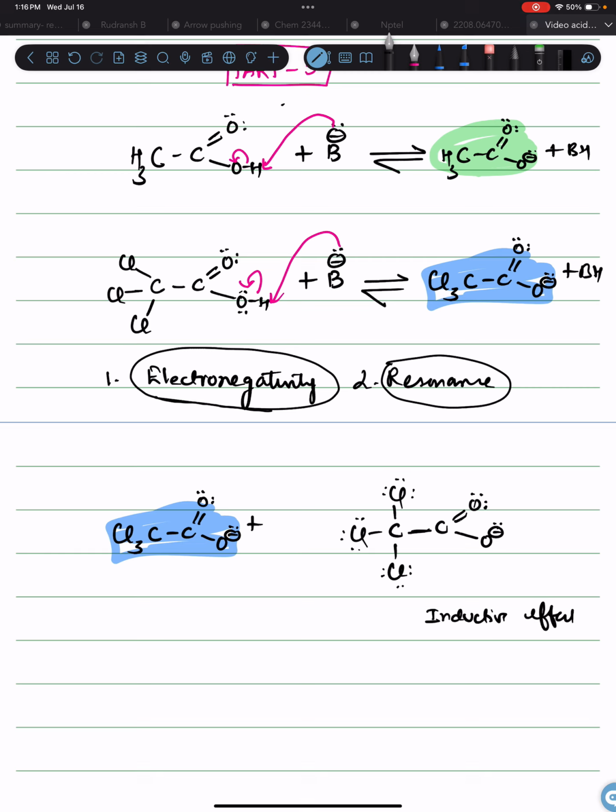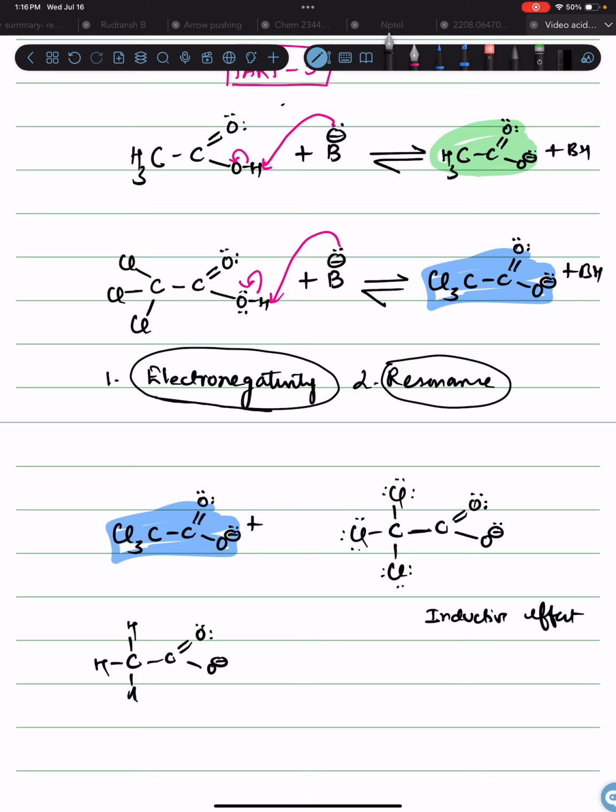But if I compare this with the acetate ion that was in green, there is no chlorine to withdraw the electrons towards itself, because hydrogen is very less electronegative as compared to chlorine. There's no comparison in some sense. So chlorine, being very electronegative, creates a pull of electrons towards itself, because of which the charge gets delocalized on the whole molecule. And this effect is called inductive effect.